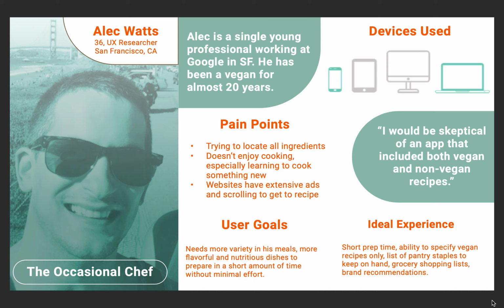So I did three different user personas based on different age groups and also different meal preferences. This is my twin brother, Alec. He's a vegan, so he has a pretty strict diet. He also doesn't really enjoy cooking, so that made me realize how can I design something that makes people want to use it. I also determined that he's more of a mobile user and also sometimes uses his laptop.